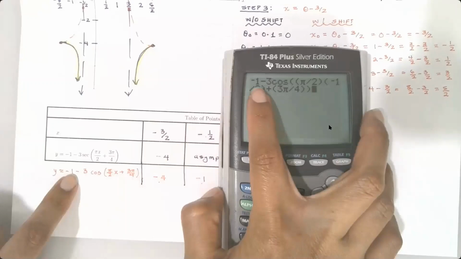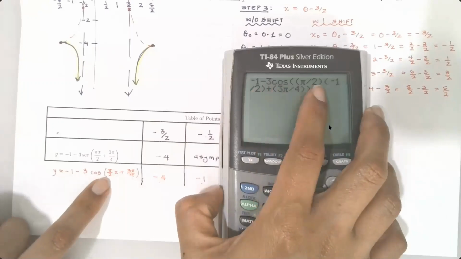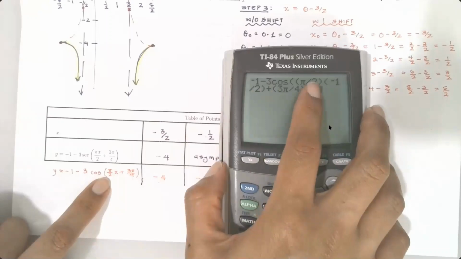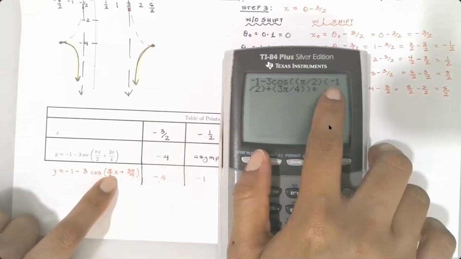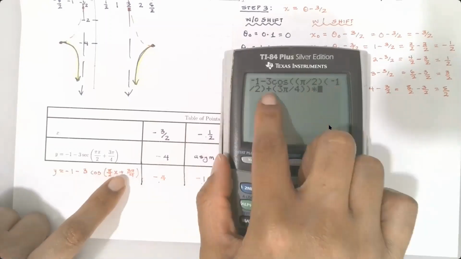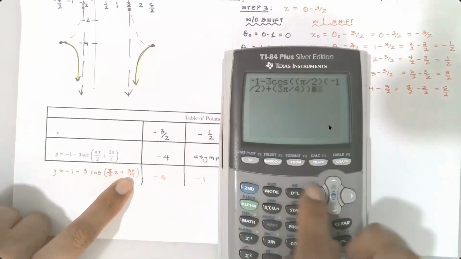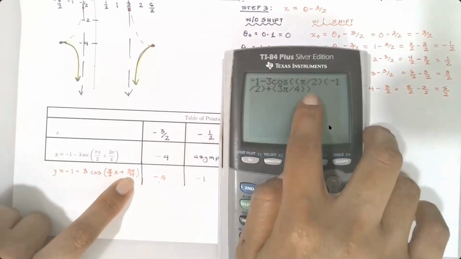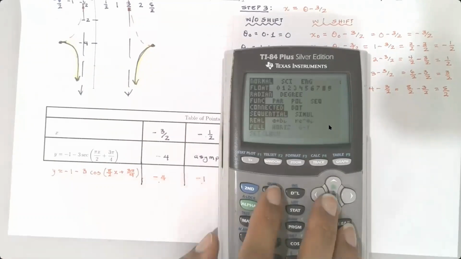-1 minus 3 cosine, and then pi over 2 in parentheses to make sure that that gets grouped together, multiplied with a -1/2, so that's also in parentheses to make sure it gets grouped together. And then plus 3 pi over 4, that needs to be in parentheses so that it gets grouped together. And then one final parenthesis to close the cosine. And then we get the -1. And that's in radians, right? Not degrees? Correct, yeah, that should be in radians.